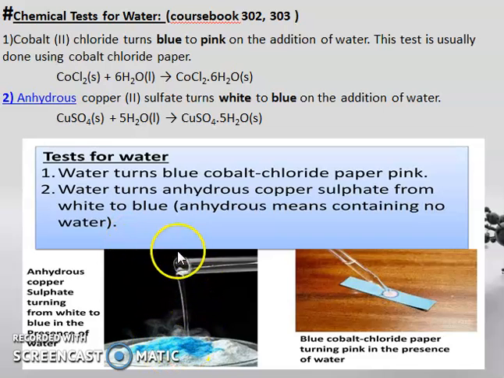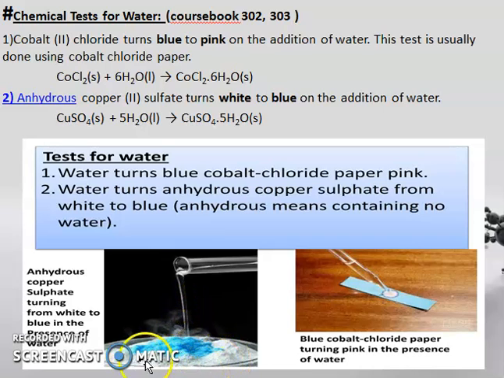Now see student, you can see this first image and this is the second image. In this first image, at the bottom you can see this powder. So this is anhydrous copper sulfate powder. What is anhydrous? Anhydrous means that it does not contain water. Just focus on this white powder. So what is happening from this test tube? They are putting water. When they put water from this test tube, you can see the white powder turning blue on the addition of water.